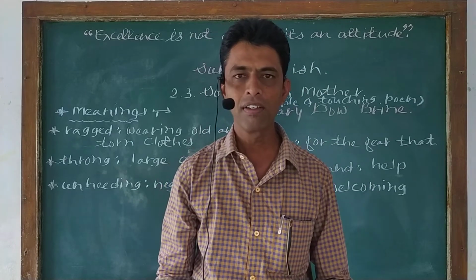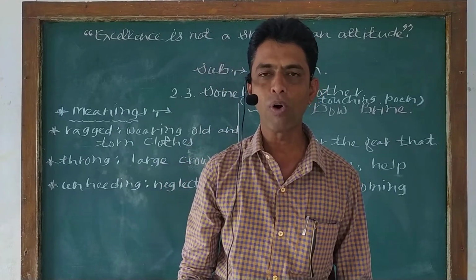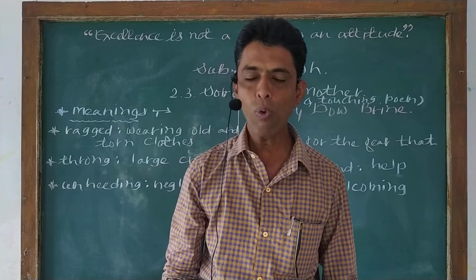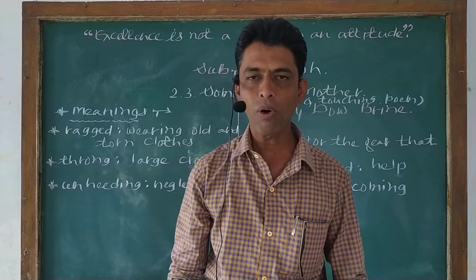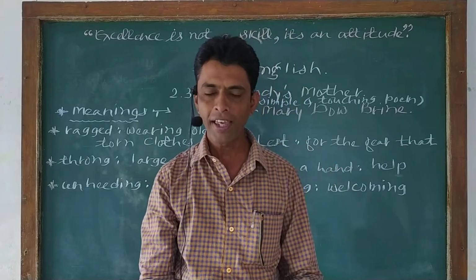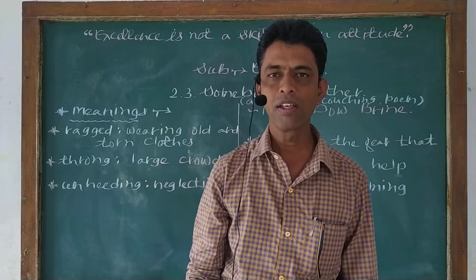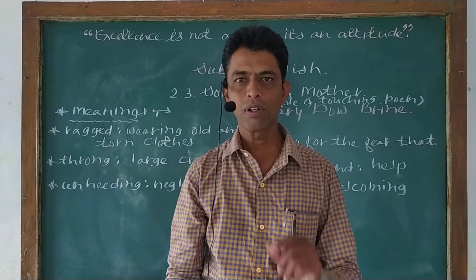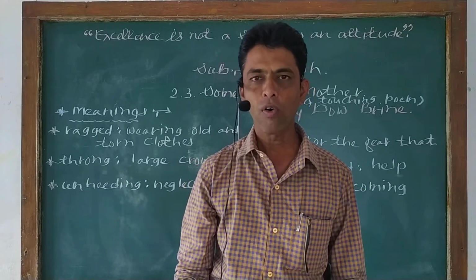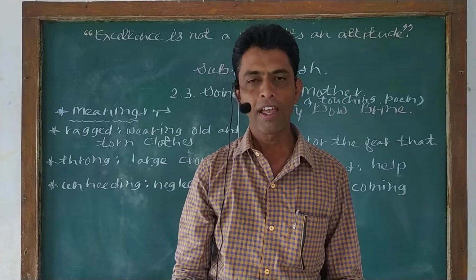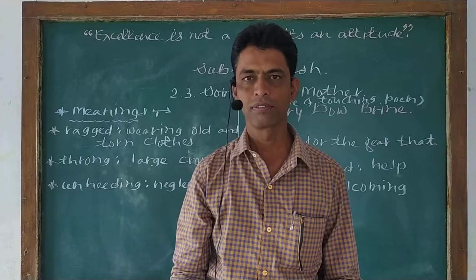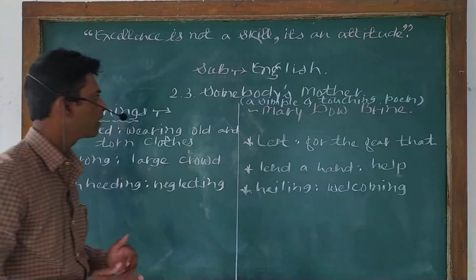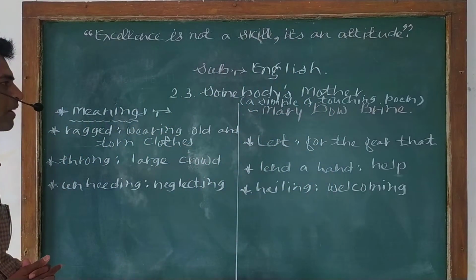In fact, here the poem is all about a small boy, one who helps an old woman who is all the way in need of help, but unfortunately, none help her. So, a small school going boy observes her and helps her. This is what we are going to study in this poem, Somebody's Mother.